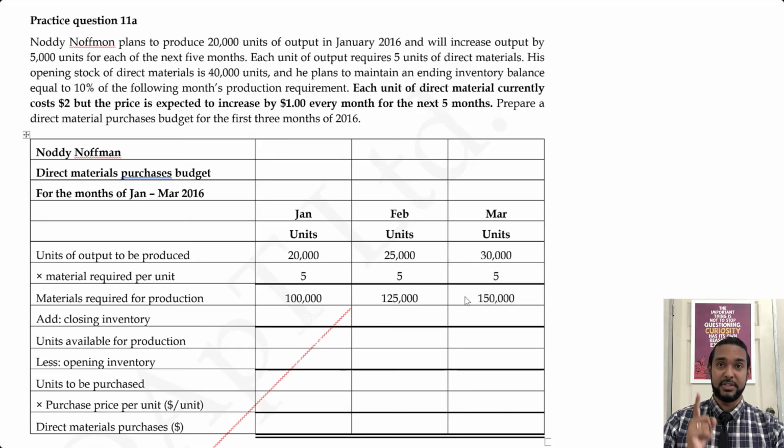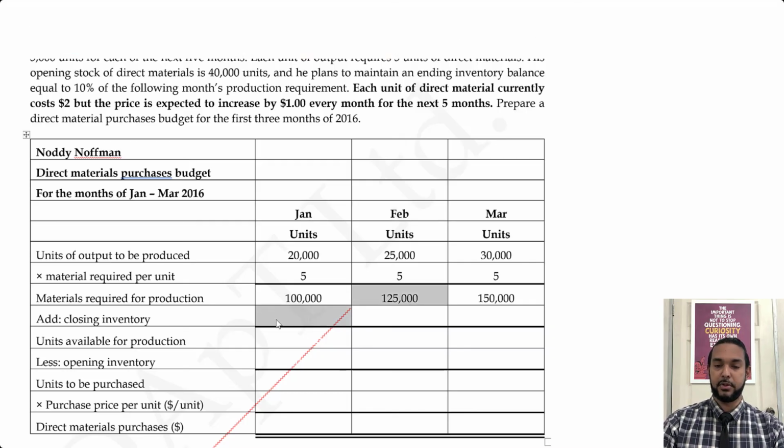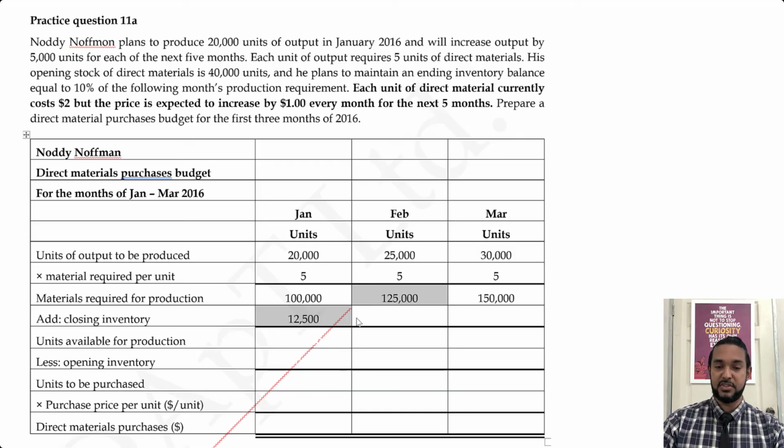Now don't forget, we're going to add the closing inventory onto that to find the total quantity of materials we would like to have available. So what do we know about closing inventory? He plans to maintain an ending inventory balance equal to 10% of the following month's production requirement. So the closing stock for Jan is 10% of February's production requirement. 10% of 125 is 12.5. Closing stock for February is 10% of March's production requirement. 10% of 150 is 15,000.